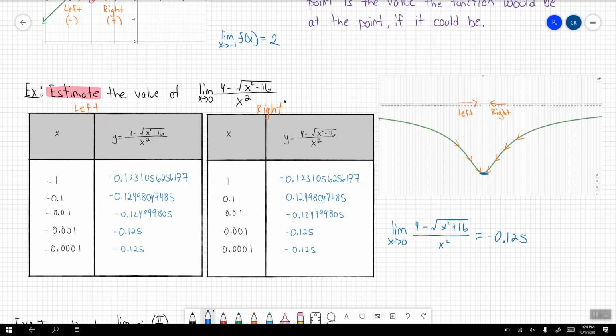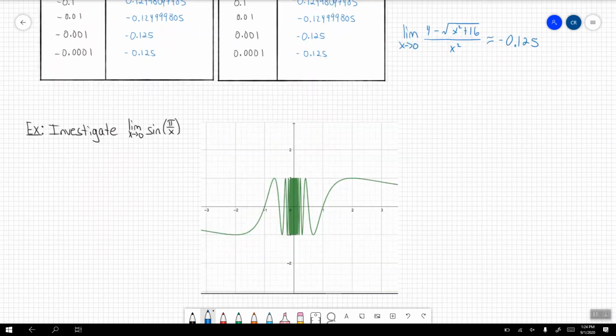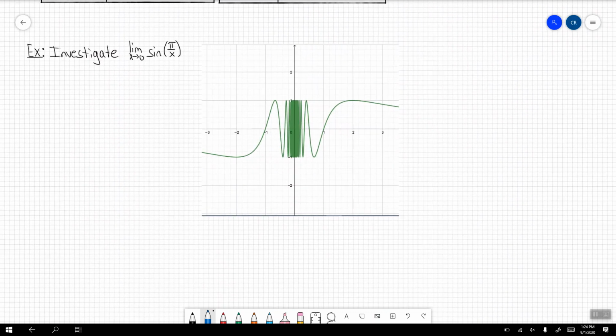Let's try another example, but this one's going to be a completely visual example. For that example, I want to now investigate the limit as x is approaching 0 for sine of pi divided by x. So again, I want to approach this from the left, and I also want to approach this from the right. From the left, we're going to be approaching 0. From the right, we're going to be approaching 0. And we're going to see what happens.